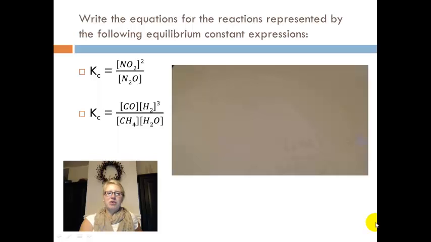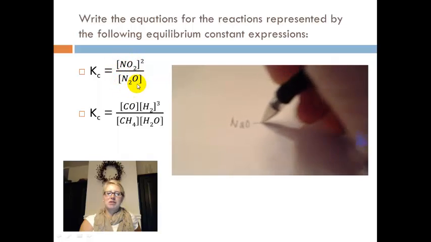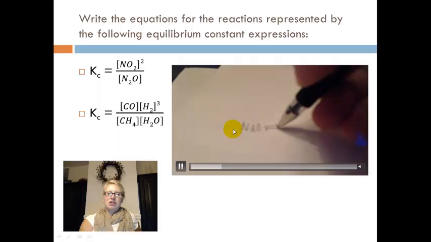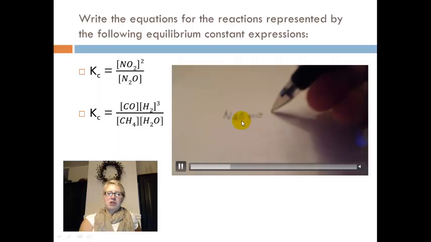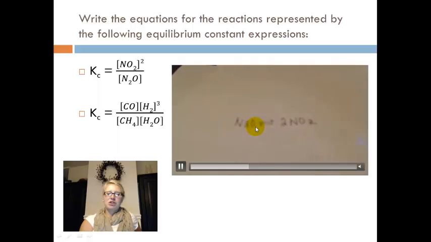Here's another example. This time we're going to write the equations for the reactions represented by the following equilibrium constant expressions. So number 1, Kc equals NO2 squared over N2O. So we know the products must be 2NO2 and the reactants must be N2O. So N2O goes to, remember equilibrium has a double-headed arrow or two half arrows, 2NO2.